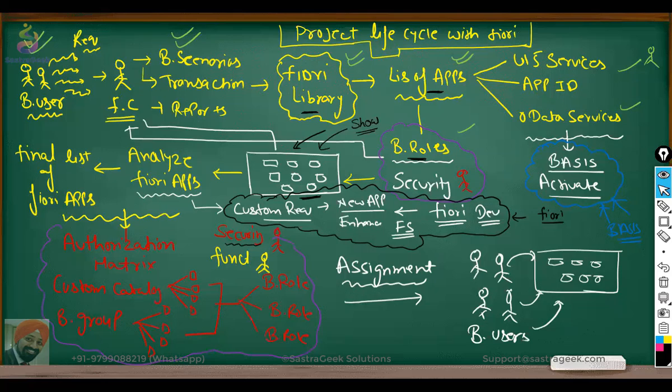And then you would be preparing your authorization matrix. This time your authorization matrix would have applications grouped together at the catalog level and at the business group level. Then you would have a role which defines which catalog and business group access that role has. Finally, those roles would be assigned to your business users, and they would be able to access the Fiori applications through the launchpad. So this is what we discussed till our yesterday session.